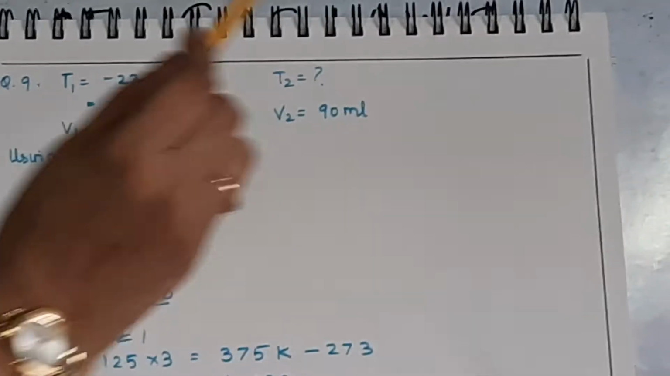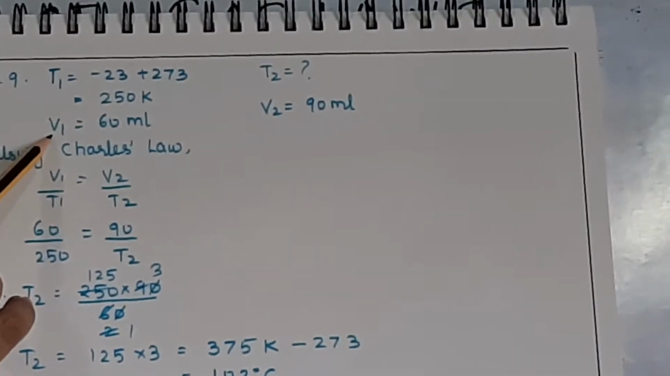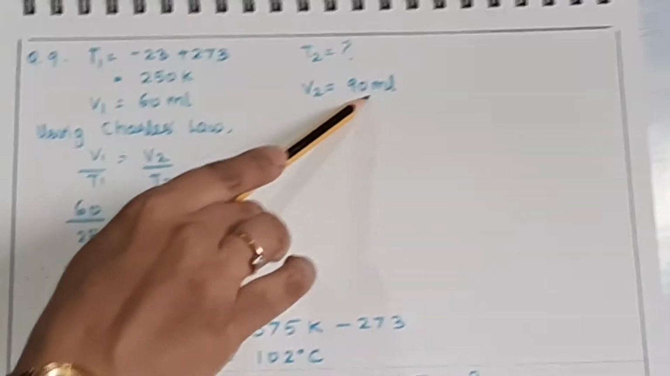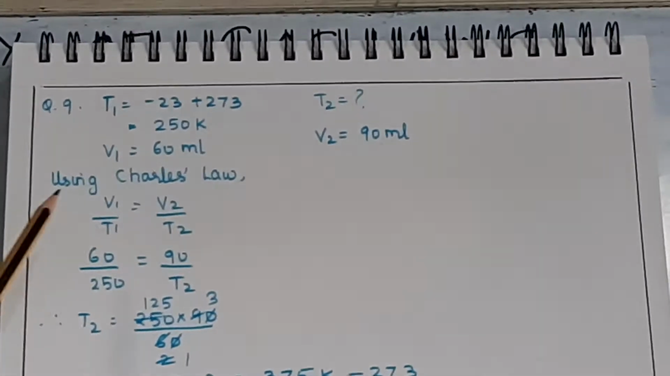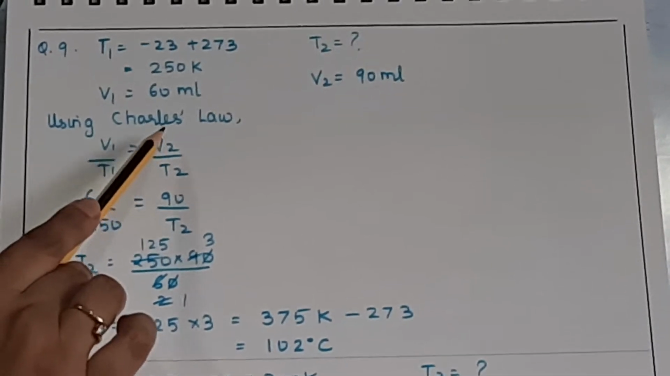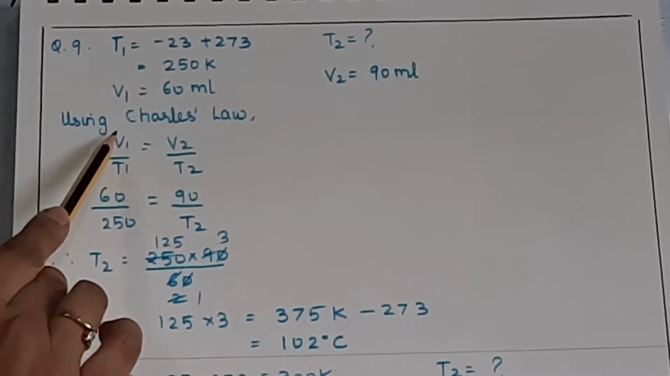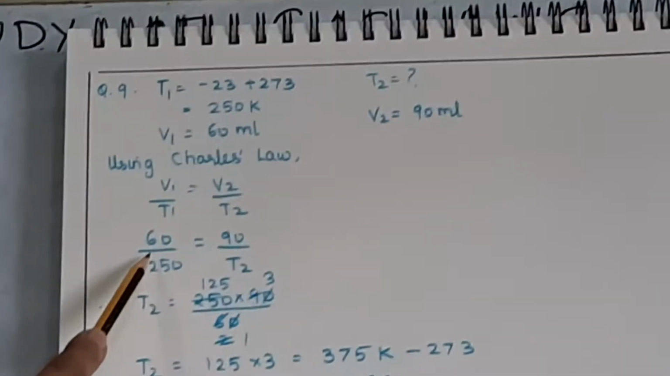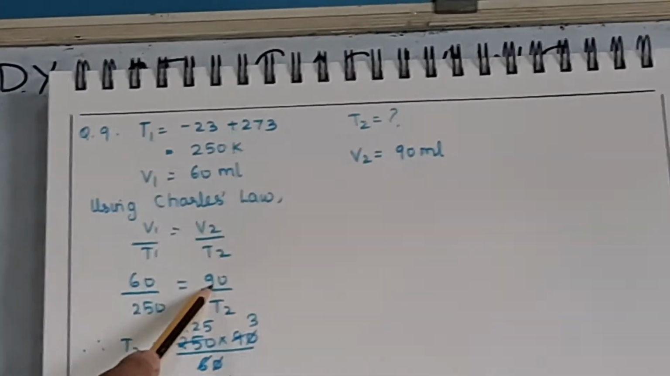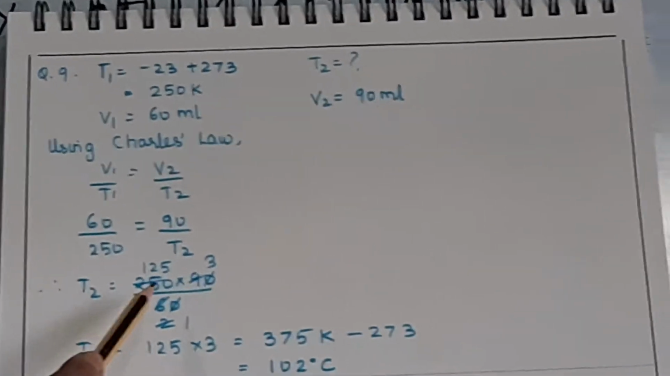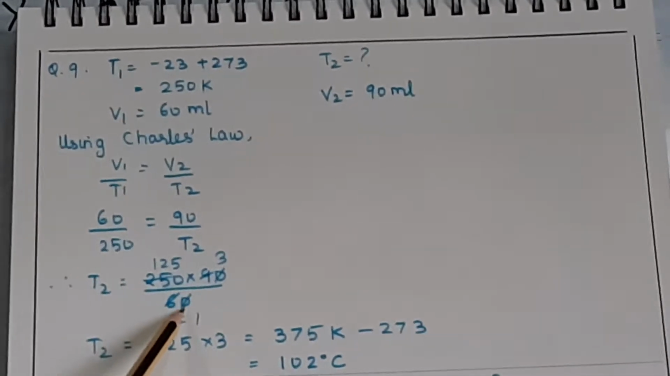Final temperature we have to find out. The initial volume is 60 ml, and the final volume is changed to 90 ml. This is from the sum. Now using Charles' law, V1 upon T1 is equal to V2 upon T2. V1 is 60 and T1 is 250, V2 is 90, T2 we don't know. So cross multiply, T2 is equal to 250 into 90 by 60.